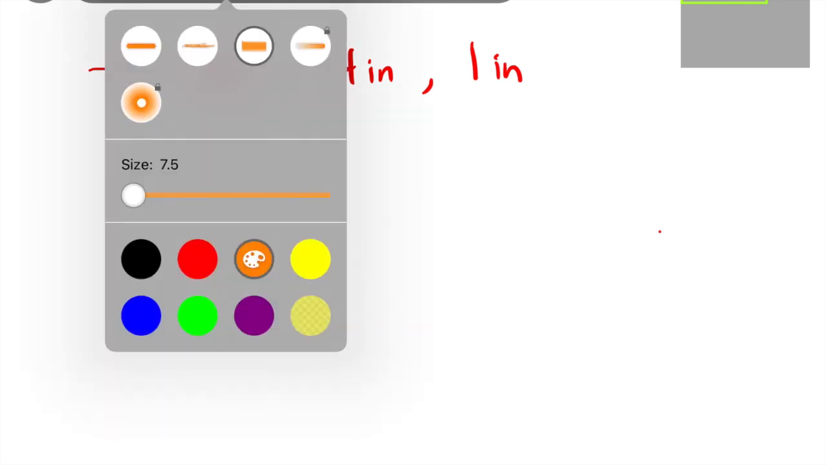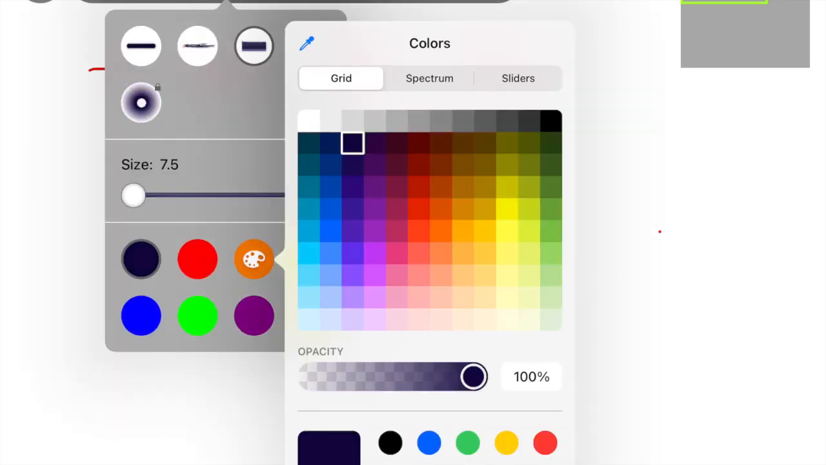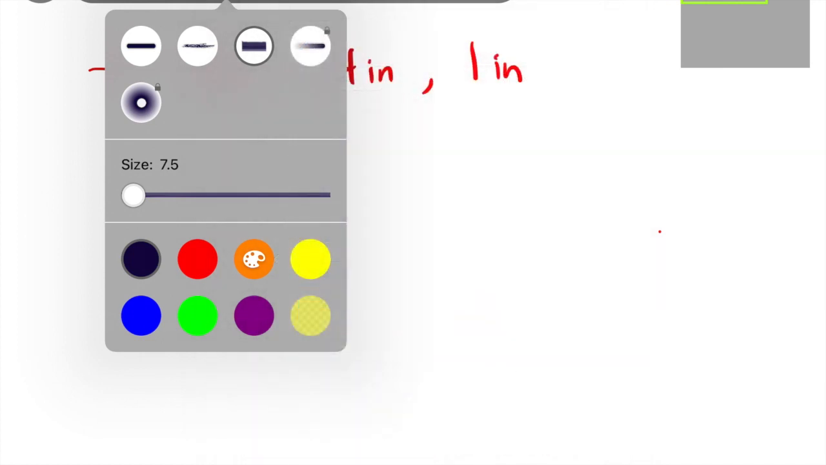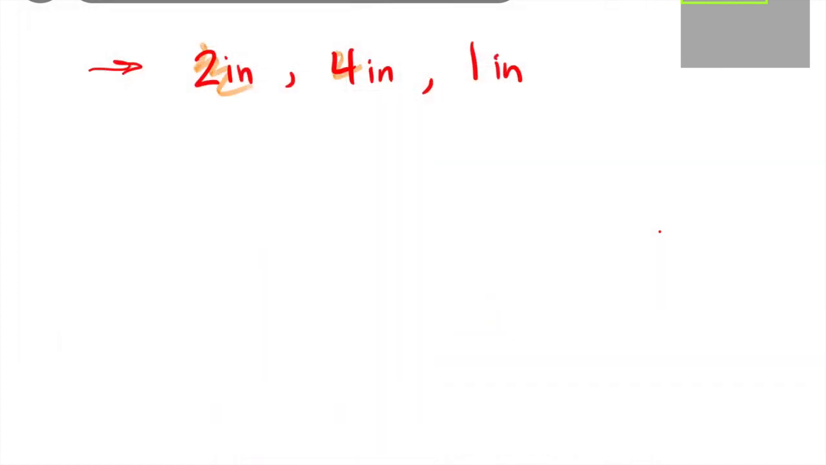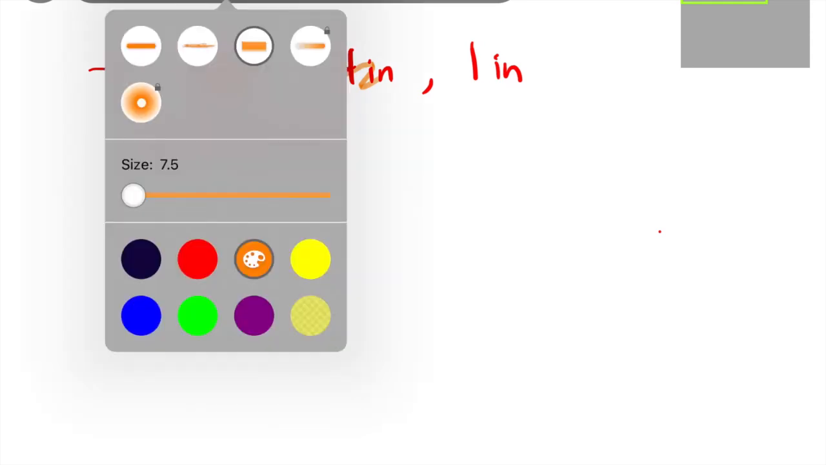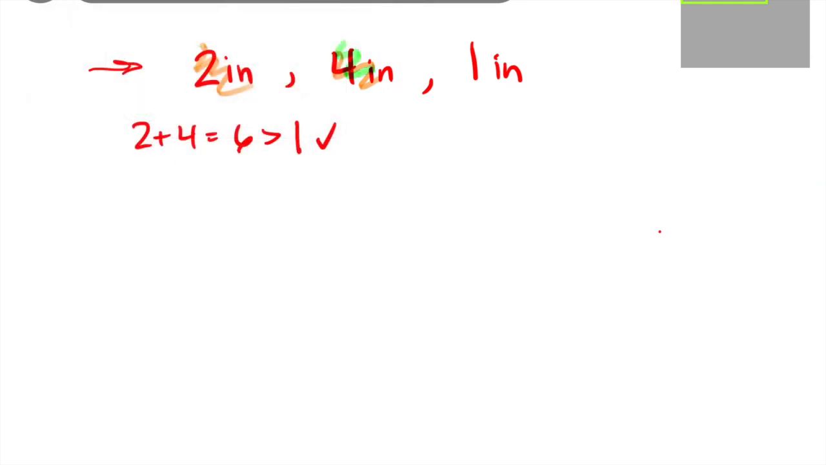Let's first look at adding 2 inches plus 4 inches. So 2 plus 4 is 6, and 6 is greater than that third side length of 1 inch, so that side checks out. Next, let's check 4 inches plus 1 inch.